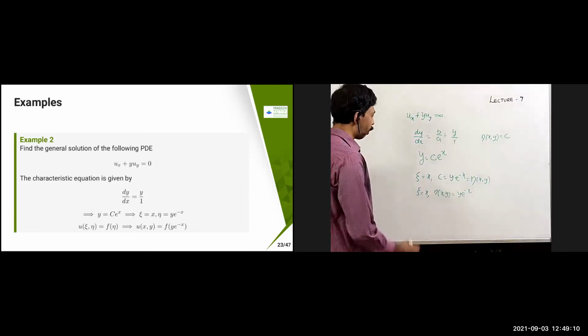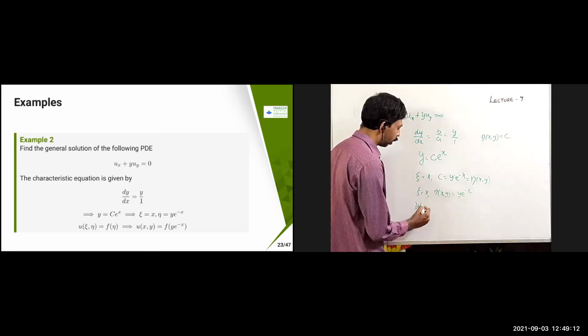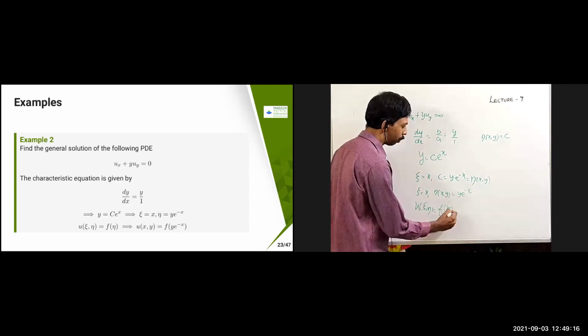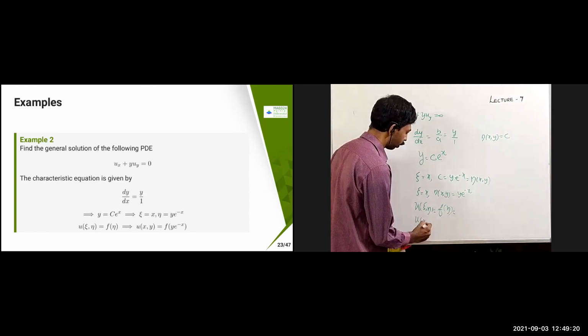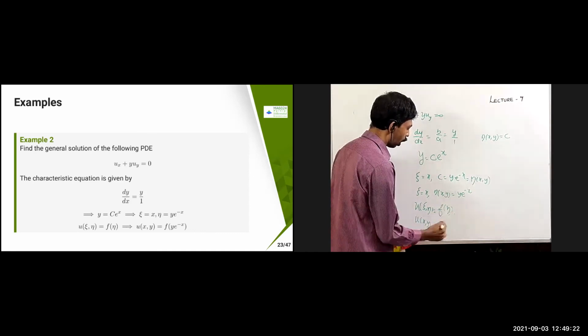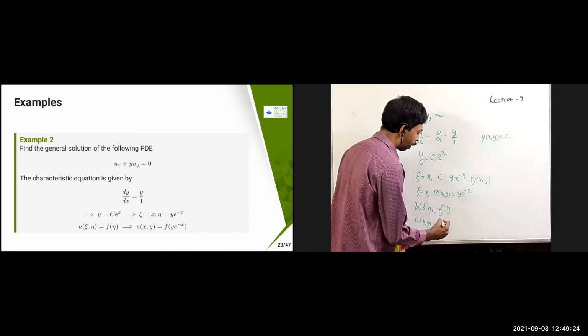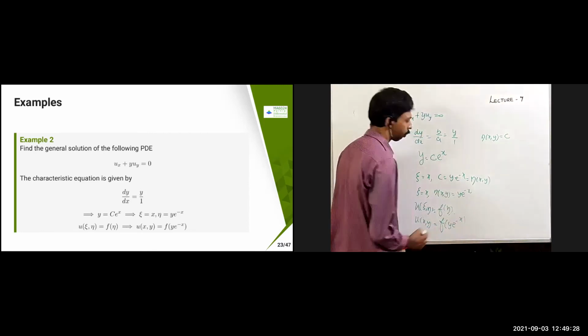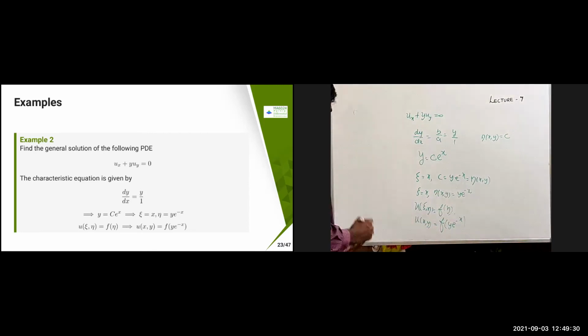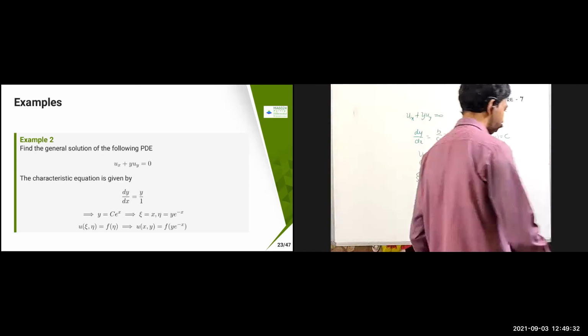Okay. Therefore, what is the solution going to come for this one? u of chi comma eta is going to become like f of eta. So that means u of x comma y is going to become f of y e power minus x. Okay, so this is the simple problem.